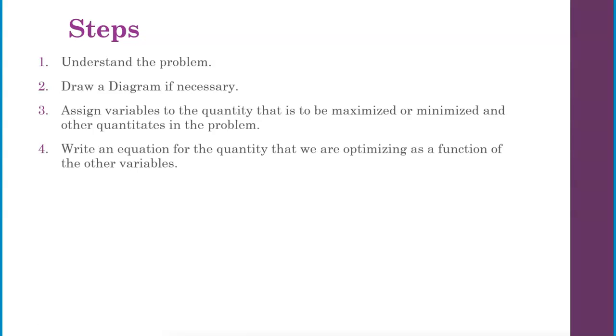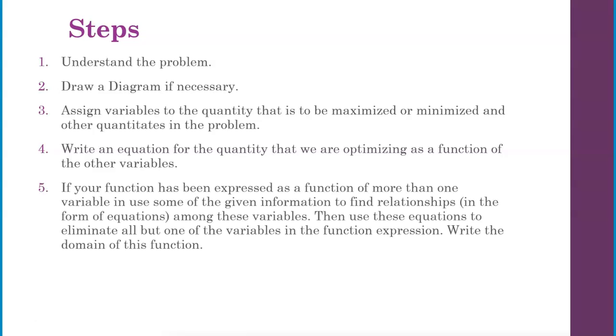Next thing we're going to do is write an equation for that quantity, the one that we're trying to maximize or minimize, and write it as a function of the other variables in the problem. If your function has more than one variable, we're going to try to establish a relationship between the different variables and get rid of those extra variables. Currently, we can only optimize functions that are in terms of one variable, right? So we're going to get rid of the extra variables in the problem.